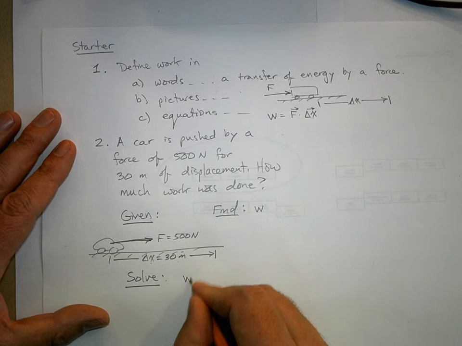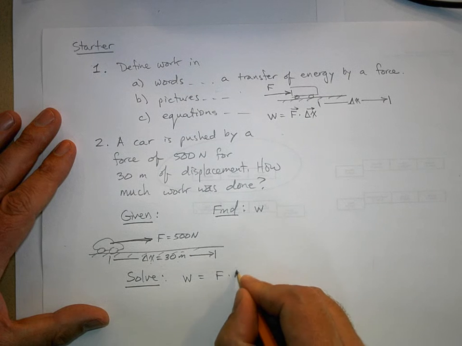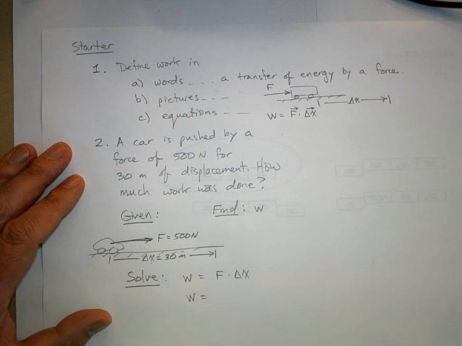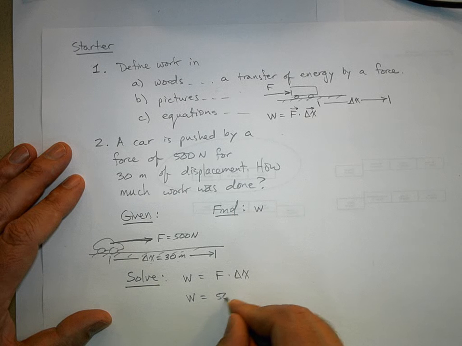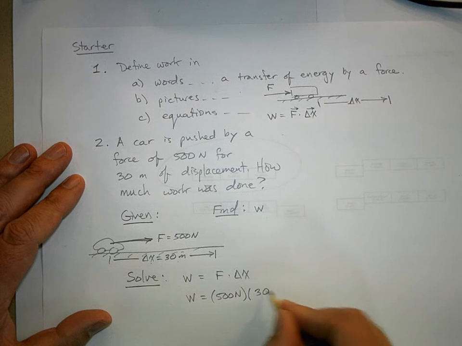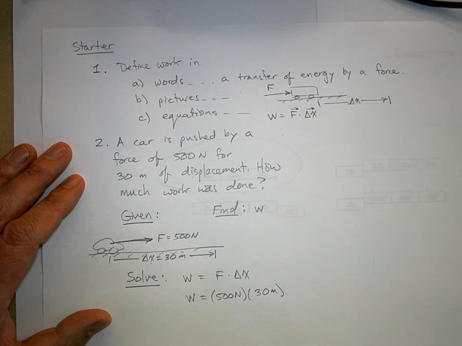Then we use the equation. When we solve it, work equals force times displacement. Always put the equation first. Then plug in the values. Okay, we're applying 500 newtons of force times 30 meters. And then we're ready for our answer. 3 times 5 is 15, but how many zeros do we have? 1, 2, 3. So don't really need a calculator to do that one.